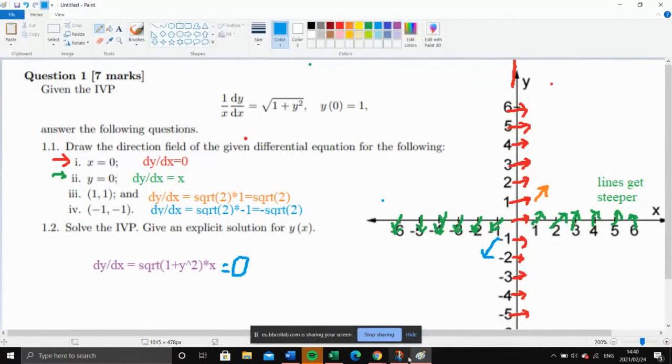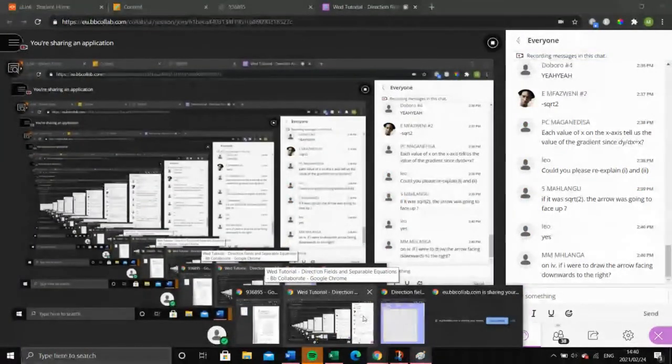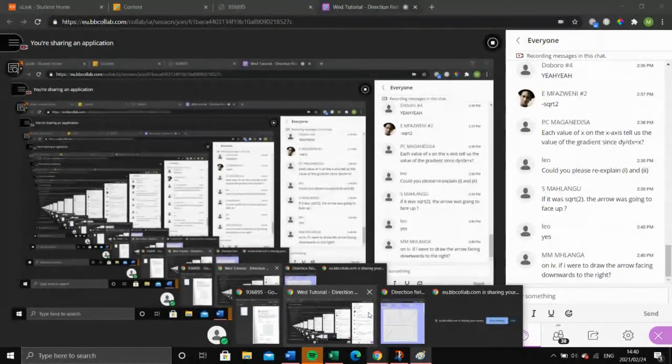Yes, okay. All right, and this is the type of question, and then part 2, that Richard Peter will do with you, this is a separable equation, and you'll be solving separable equations, if I were to draw the arrow facing downwards to the right.